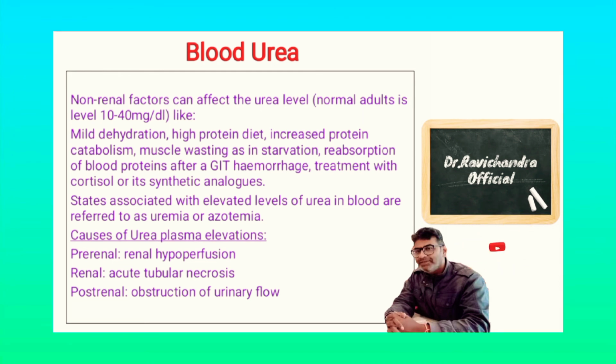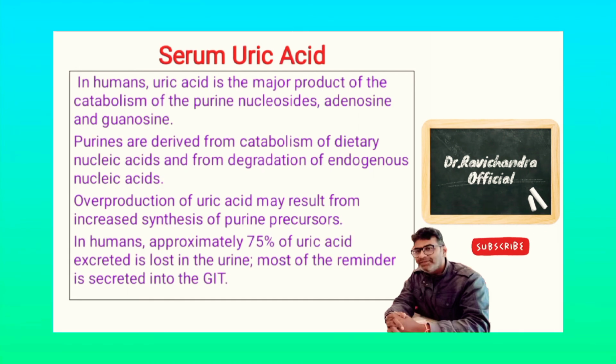muscle wasting as seen in starvation, reabsorption of blood proteins after a gastrointestinal tract hemorrhage, and treatment with cortisol or its synthetic analog. States associated with elevated levels of urea in blood are referred to as uremia or azotemia. The causes of urea plasma elevation are prerenal renal hypoperfusion, renal acute tubular necrosis or ATN, and postrenal obstruction of the urinary flow. In humans, uric acid is a major product of the purine catabolism, nucleosides, adenosine and guanosine.